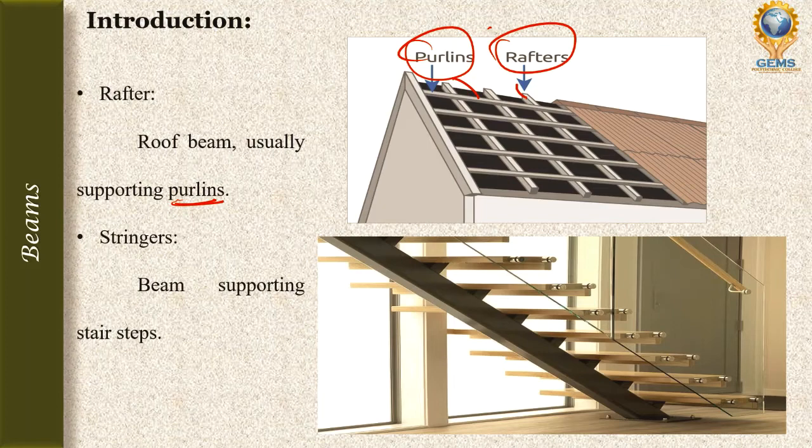Next, stringers. Stringers are beams that support the stair steps in a building. So we mostly see this type of stairs. In between we will have a steel section, and on this steel section we will have the stair steps. So this steel structure we will call stringers. Mostly we will see this in some modern buildings. For architectural as well as aesthetic looks, it looks good where we have one straight section. So that is called stringers.